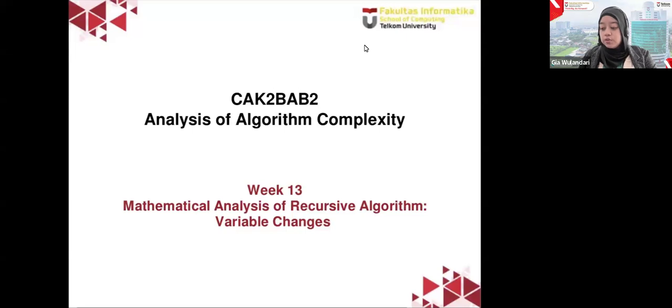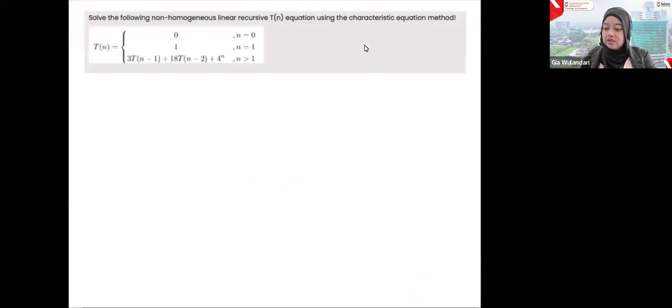So last week we learned about a technique to solve a recursive function, which is called non-homogeneous linear recurrence relation, right? Using a characteristic equation. You had an assignment for that, and we will discuss one of the types, but basically the way to do it is the same.